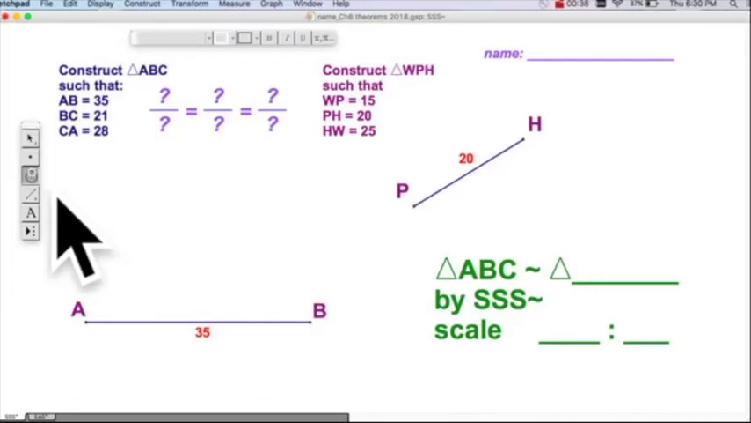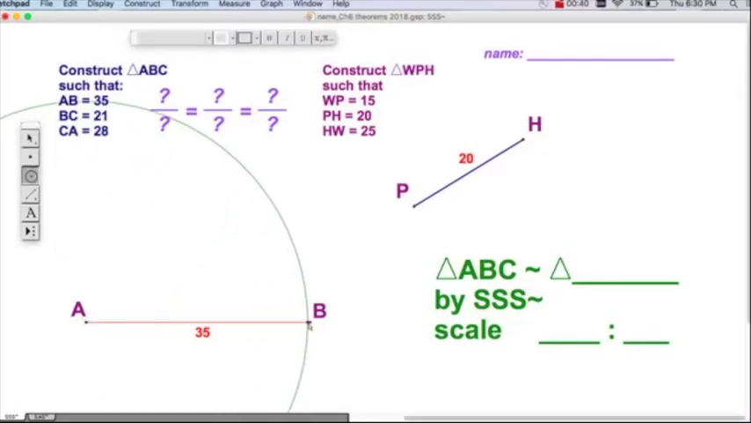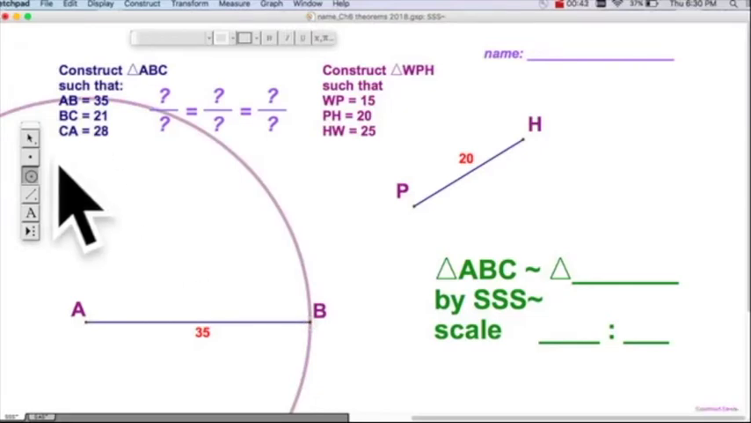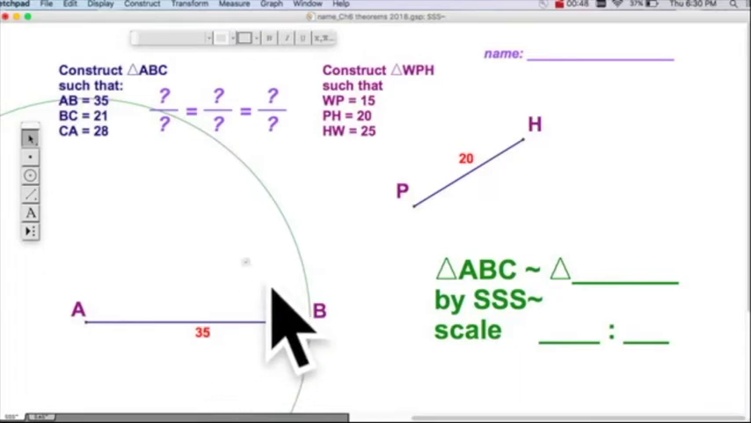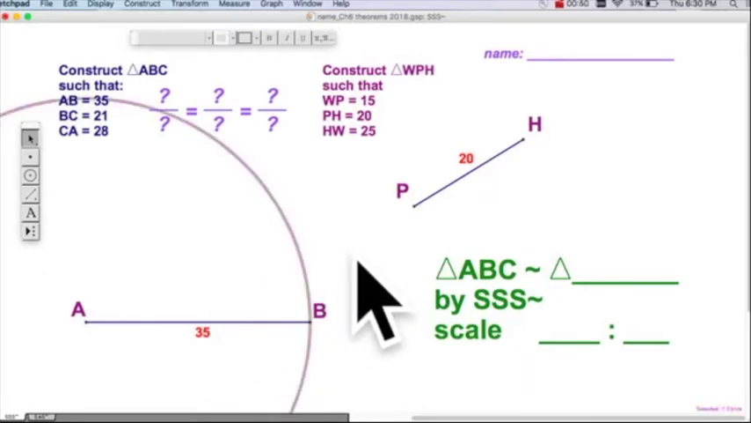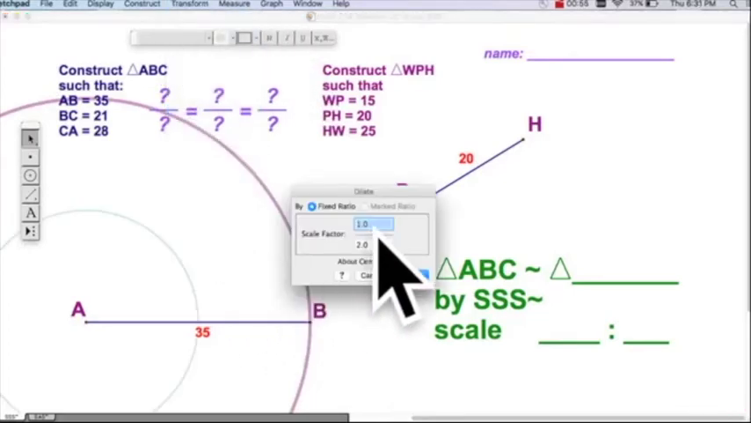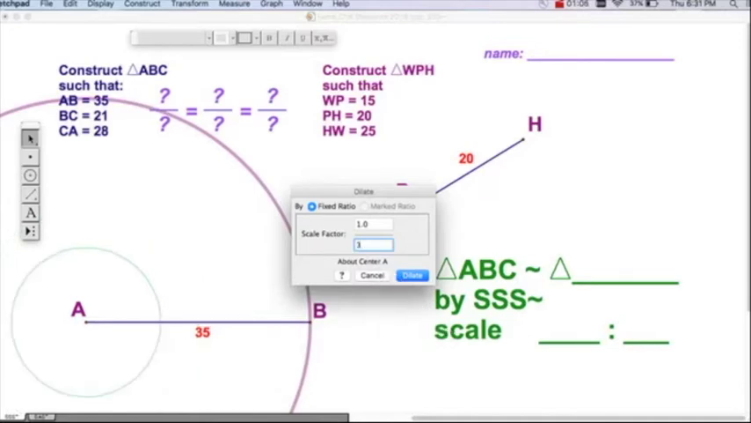So let's do this. Just like we did for side, side, side construction, snap, circle on A, passing through B. Okay? Double click on A. That means you're marking a center of dilation in this case. I'm going to select the circle, transformers, dilate. Now I could simplify the ratio, but let's just put it in exactly with the numbers we're given. It always comes up 1 to 2 by default, but we're going to do this. AB is 35, and we're going to dilate it to, what did we say, 28. Yeah, 28. So there you go.